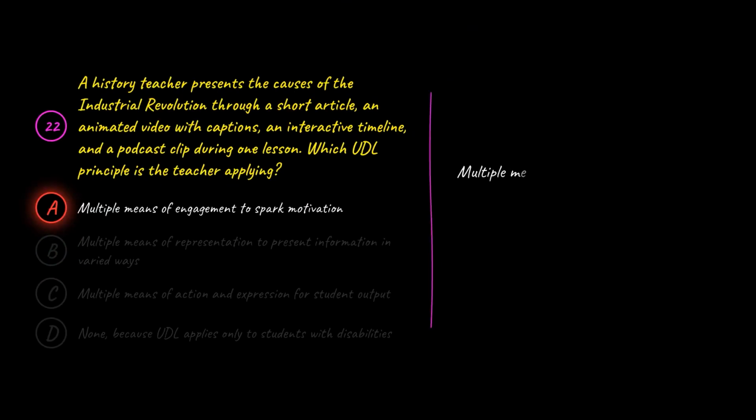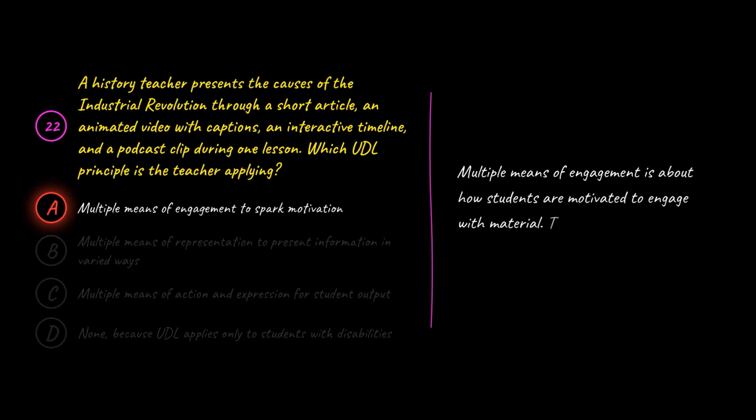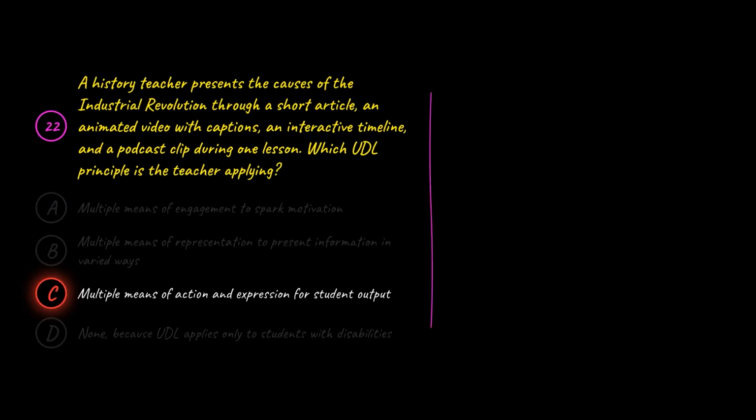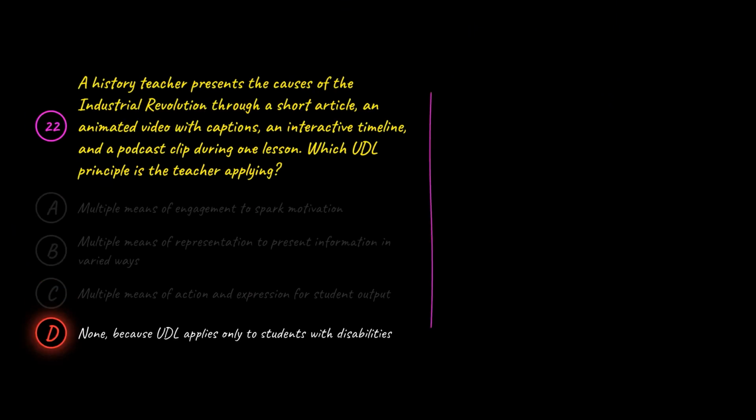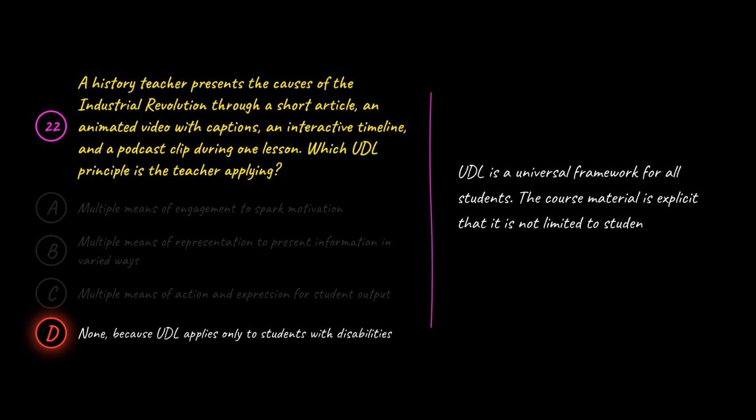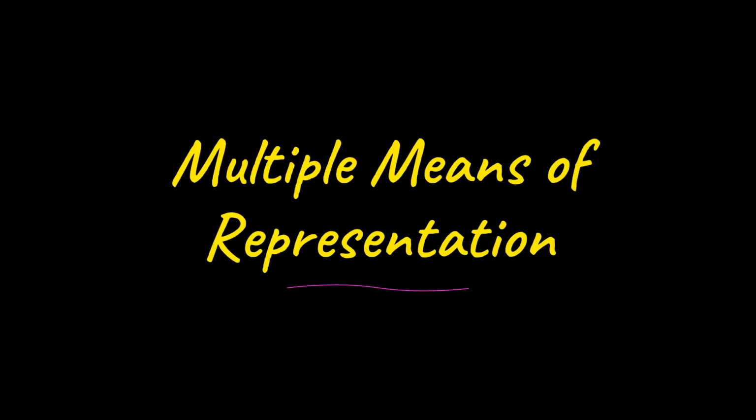A is wrong because multiple means of engagement is about how students are motivated to engage with material. The teacher is delivering content, not designing motivation choices. C is wrong because multiple means of action and expression is about how students demonstrate learning. The teacher is presenting content, not collecting student output. D is wrong because UDL is a universal framework for all students. The course material is explicit that it is not limited to students with disabilities. Multiple means of representation is the universal design for learning principle about how content reaches students.